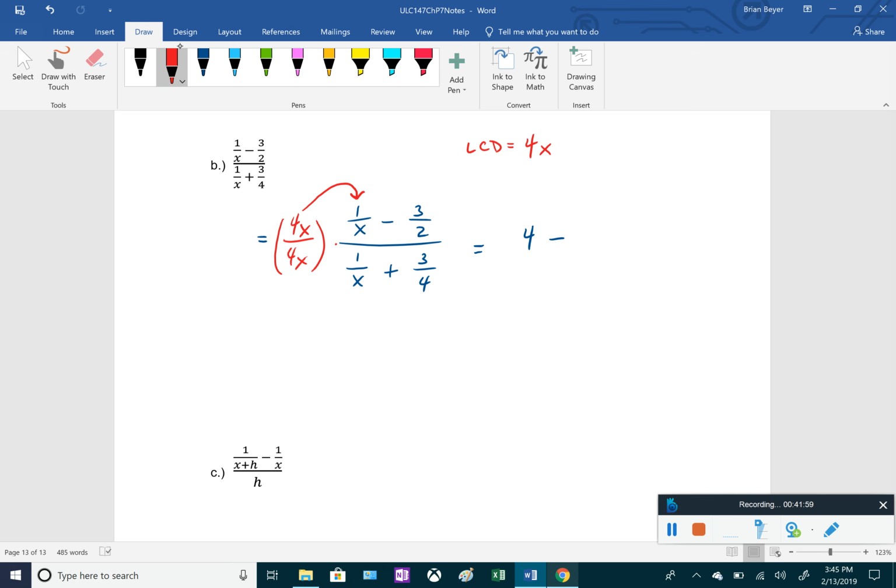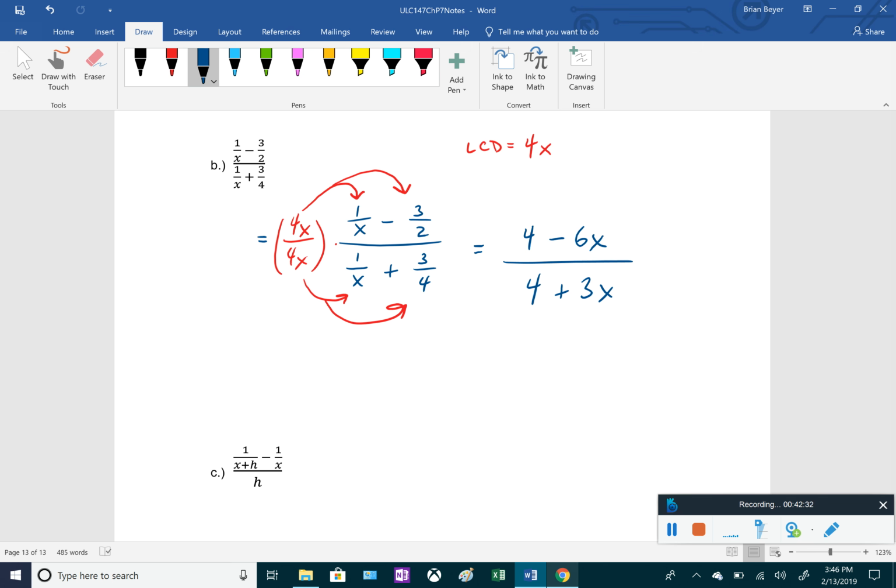Next one, 4x times 3 over 2. That's going to be 12 over 2, which is 6. So 6x. Next, the denominator, 4x times 1 over x. Once again, that's 4. 4x times 3 over 4, the 4's cancel, and we're left with plus 3x. Okay, so that's what it simplifies to. All those small denominators canceled, looks a lot better.